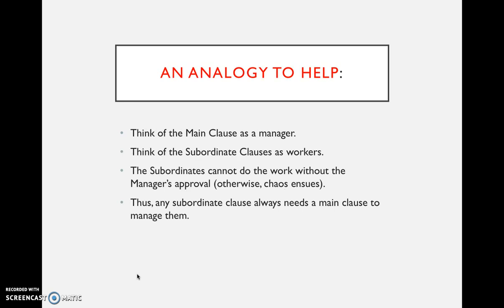So here's an analogy that might help that be clearer. Think of a main clause as a manager. Think of the subordinate clause as the workers underneath that manager. The subordinate clauses cannot do the work without the manager's approval. Otherwise, chaos ensues. Thus, any subordinate clause always needs a main clause to manage them. So that means the workers cannot be left alone, just like the subordinate clause can't be, or it's a fragment.